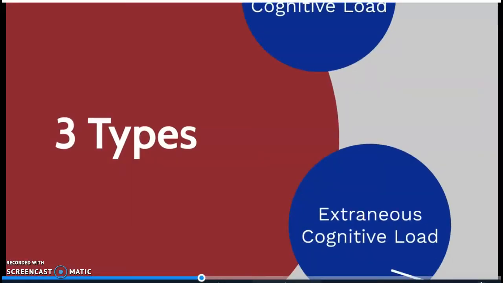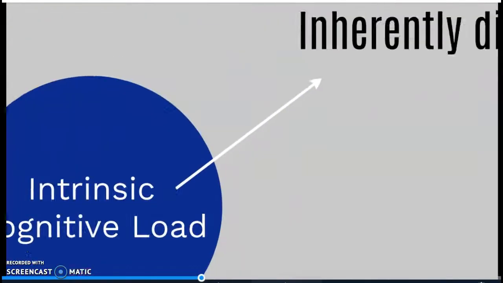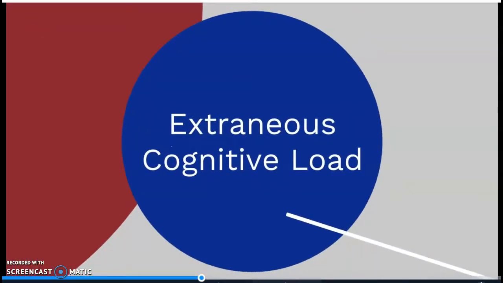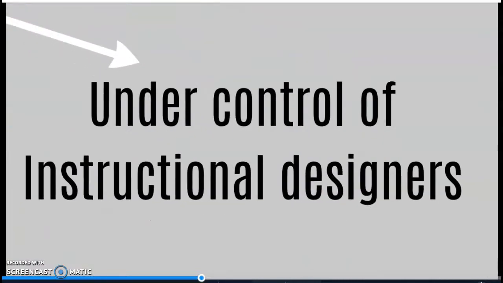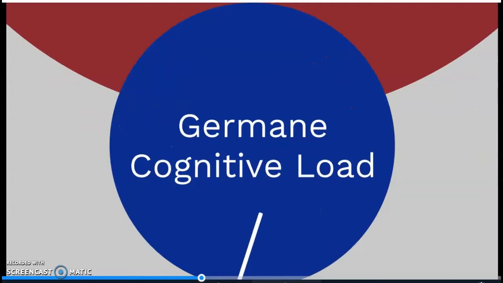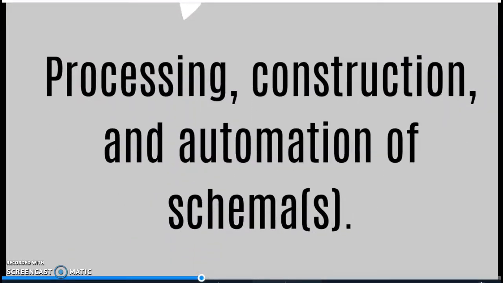There are 3 types of this. First, the intrinsic cognitive load theory, which deals with inherently difficult material. This is when something is not easy to grasp. The next is extraneous cognitive load theory, which is under the control of instructional designers and is presented to learners in multiple ways. And lastly, the germane cognitive load theory, which has to deal with processing, construction, and automation of schemas.